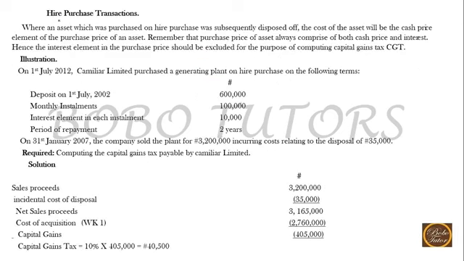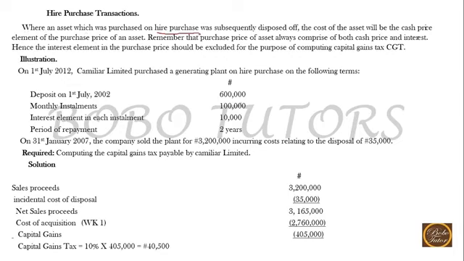Now let's look at hire purchase transactions. That is, if you purchase an asset, and at the time you purchase that asset, you purchase it on hire purchase, how will you treat the capital gains? Remember, hire purchase price comprises both the cash price and the interest element. I know that interest is an allowable expense for tax purposes under the company income tax. Do you understand?